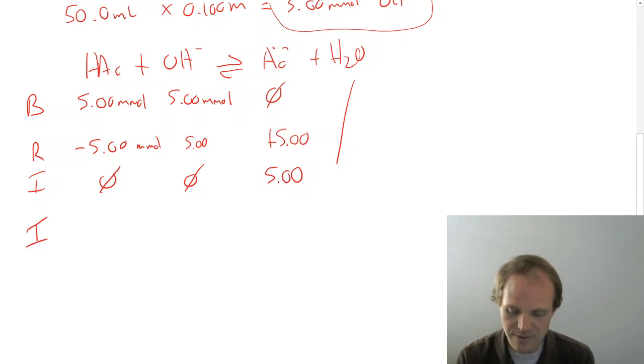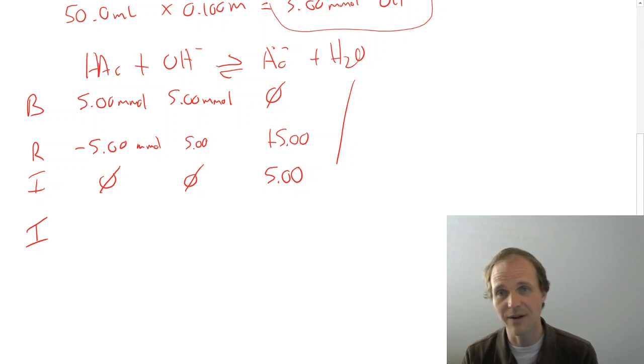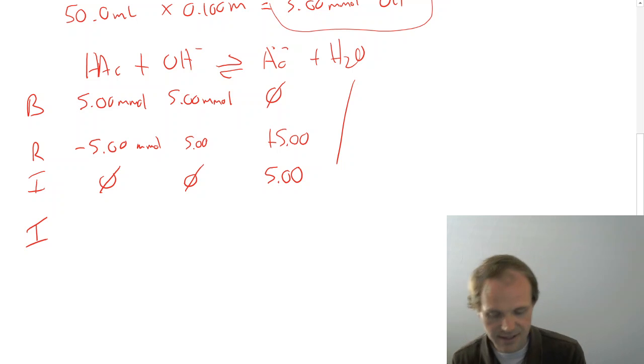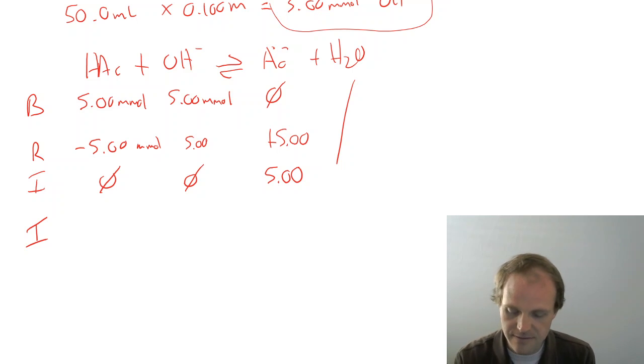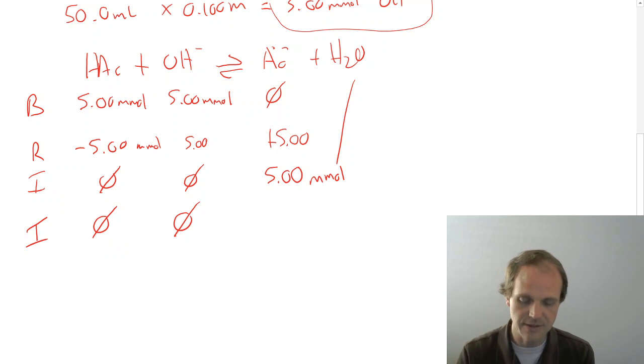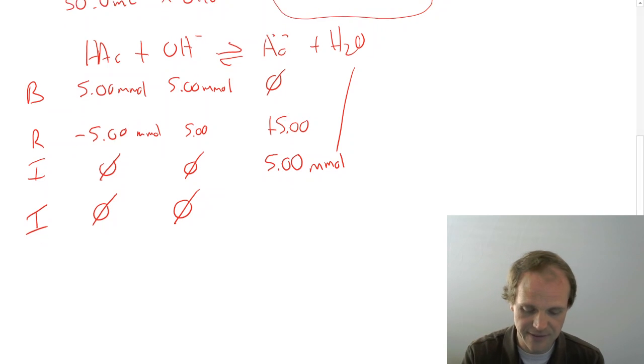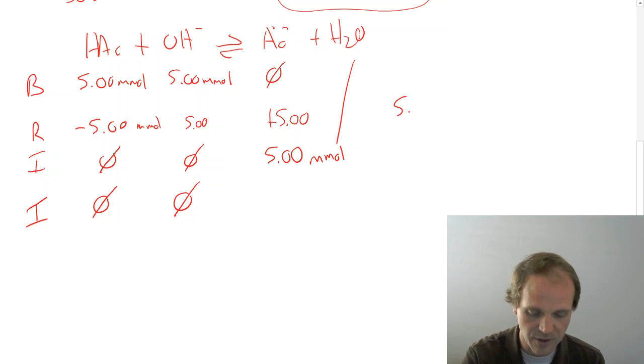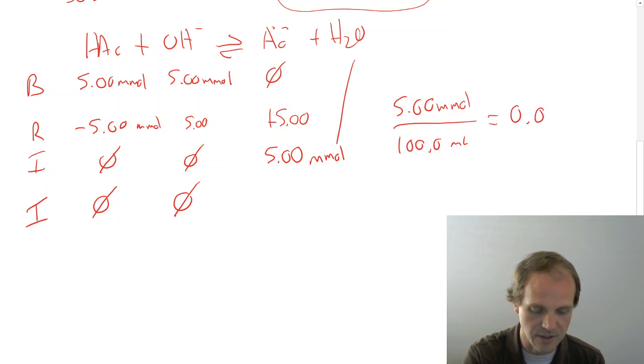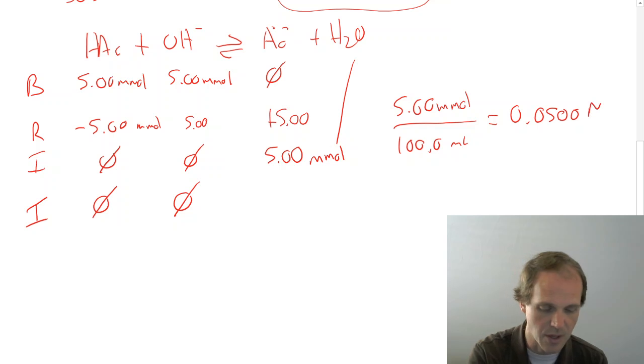But then sometimes what I'll do is I will just make a second row of I. Then obviously this is still 0, but this is where I might change my units from millimoles into molarity. Why? Because ice tables actually work better in molarity. So 5.00 millimoles divided by my 100.0 milliliters total volume gives me a concentration of 0.0500 molar.